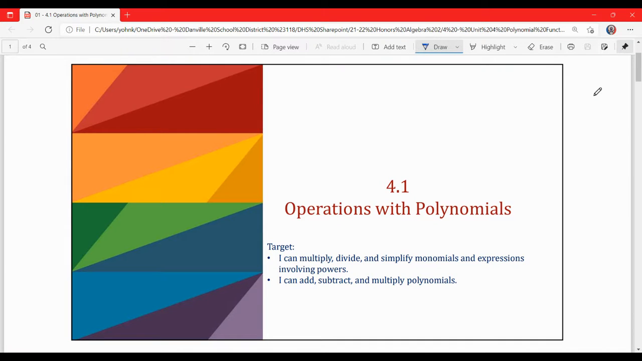Hey kids, welcome to section 4.1, Operations with Polynomials. Today you're going to learn how to multiply, divide, and simplify monomials and expressions involving powers, and you're going to learn how to add, subtract, and multiply polynomials.